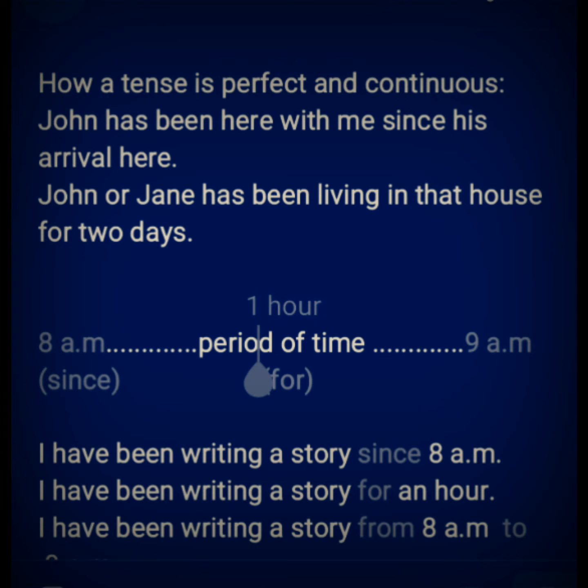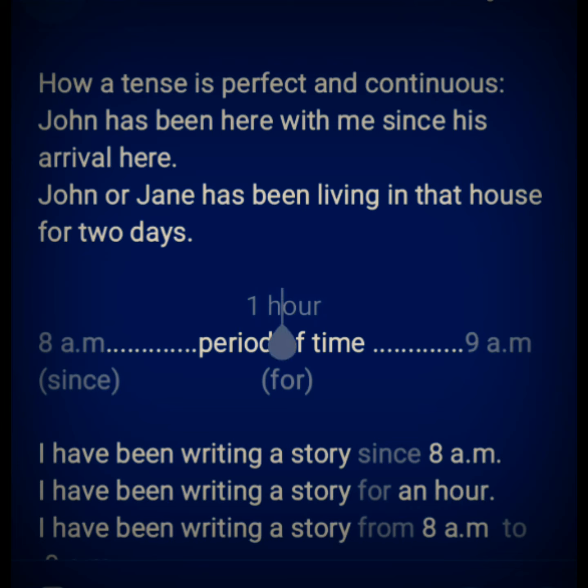Here I have covered 1 hour. Suppose I have been writing a story since 8 a.m. I started writing the story from this point, and then ended at this point, and the activity of writing my story became complete here. So I have to say, I have been writing a story since 8 a.m. When I mention this point of time, I have to use since as a preposition. Since 8 a.m. is the point of time.